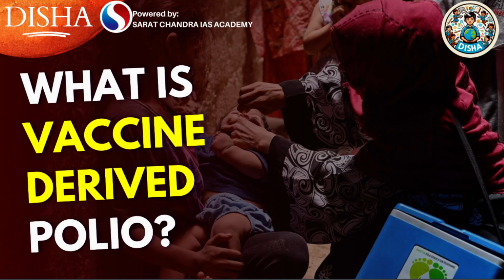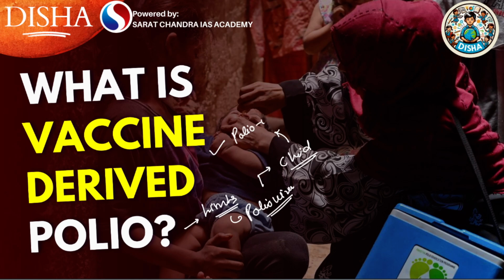So in today's video, we'll be talking about vaccine-derived polio. So we all know about polio. What is polio? It is a wasting or stunting of the legs and limbs caused by the polio virus. It is observed in younger children, and for preventing polio from happening, we use the polio vaccine, or oral polio vaccine. Now India has almost gotten rid of polio by now.